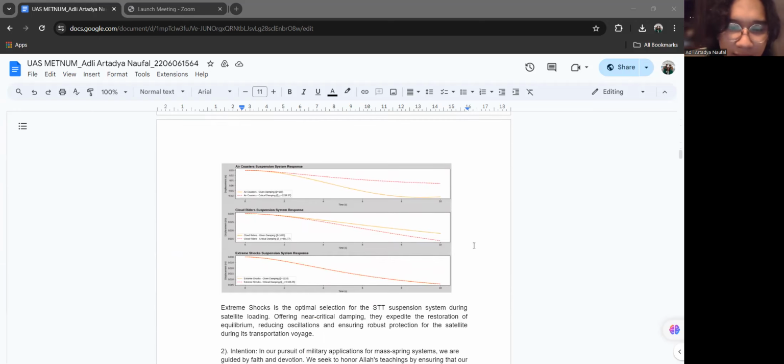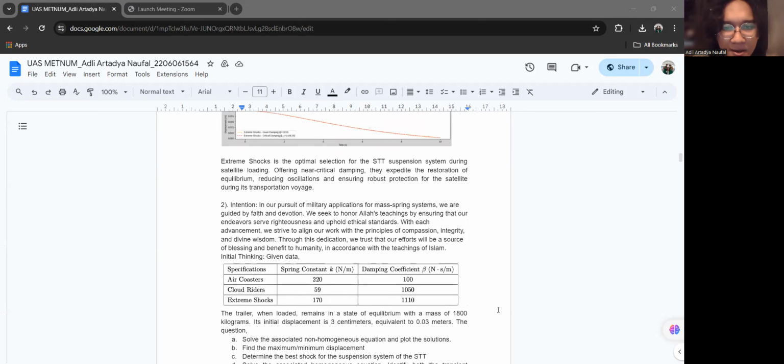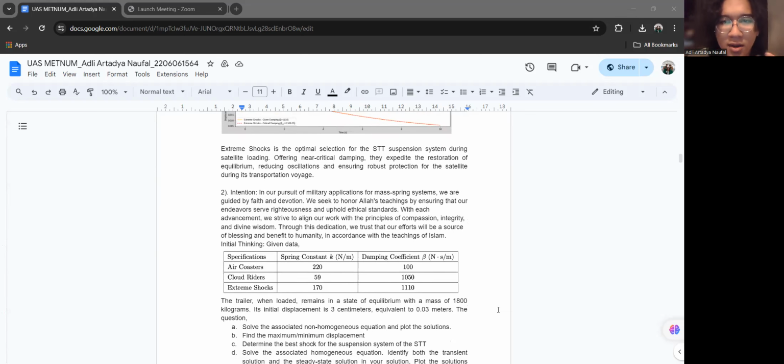From this data, we can conclude that Extreme Shocks is the optimal solution for the STT suspension system during satellite loading, offering near critical damping. They expedite the restoration of equilibrium, reducing oscillations and ensuring robust protection for the satellite during its transportation voyage. And we continue to the second question.